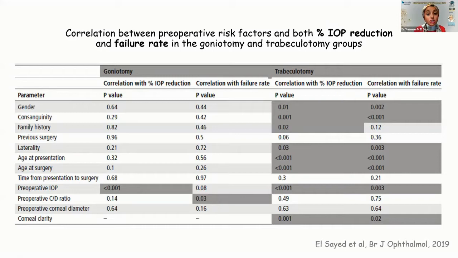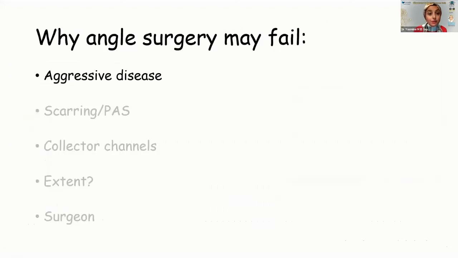Whereas in trabeculotomy, there were a lot of adverse prognostic factors. The most significant on multivariate analysis were, interestingly, the female gender. So females are less likely to do well with angle surgery than males do. Positive consanguineous parents, younger age at presentation and at surgery, a higher preoperative IOP, and a hazy cornea were all adverse prognostic factors for the success of trabeculotomy. So all these factors collectively contribute to a more aggressive disease that is possibly more likely to scar.